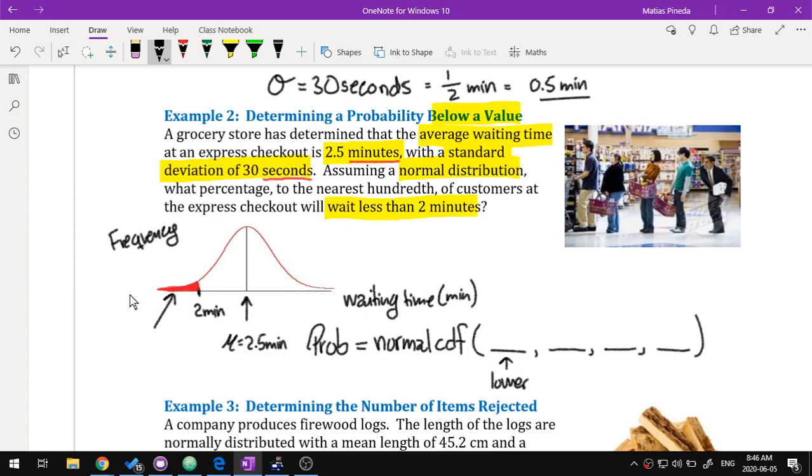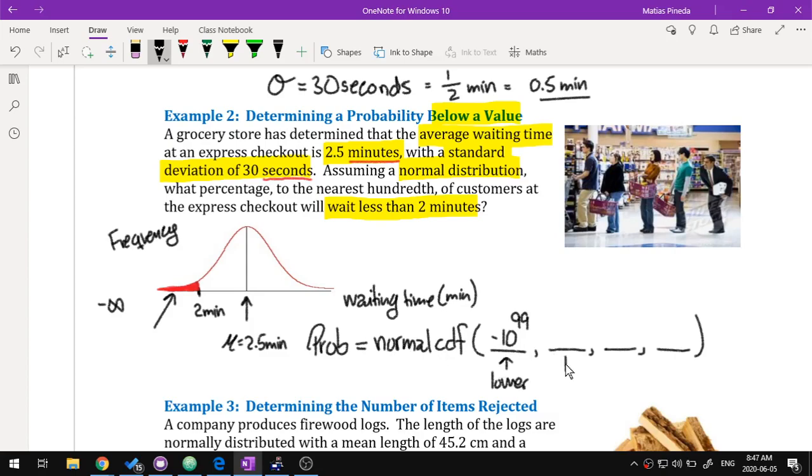Well, this tail never ends, okay? So technically the lower limit is negative infinity. Now we can't actually enter negative infinity on our calculator. So what we're going to do is enter the lower limit as a really, really small value. One way to do that is to write it as negative 10 to the power of 99, which is a very, very tiny value, and for all practical purposes, it's equivalent to negative infinity here.